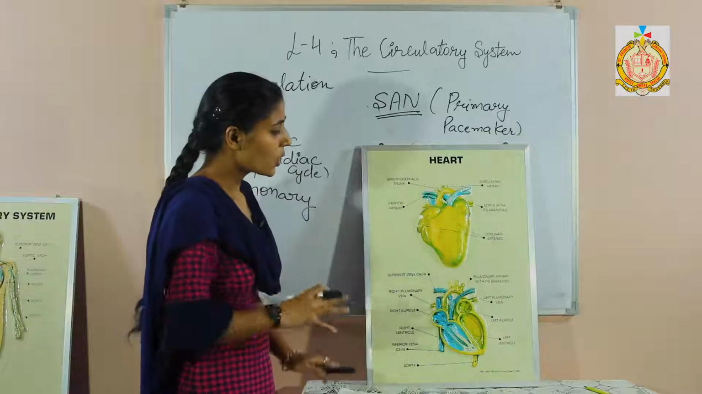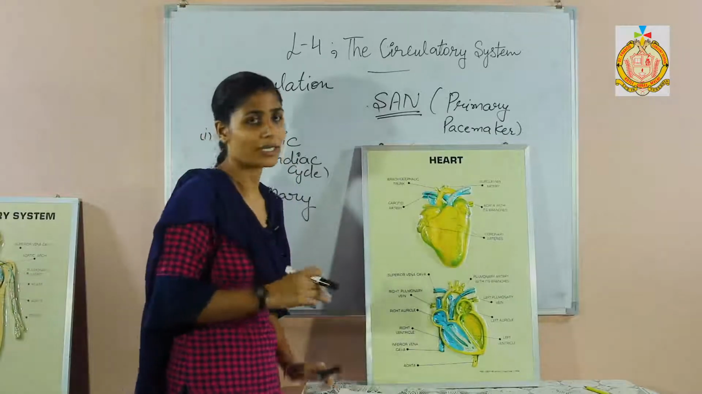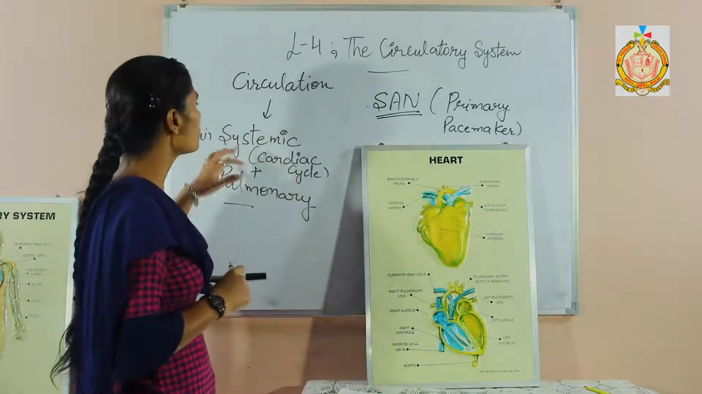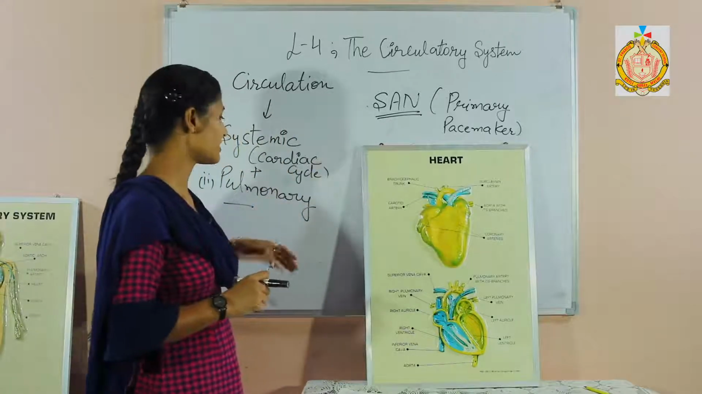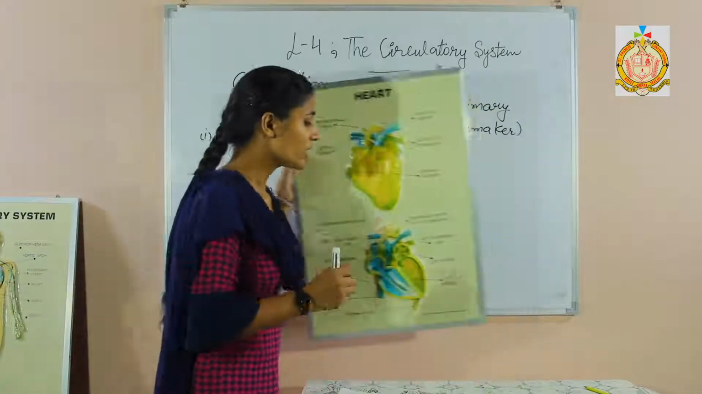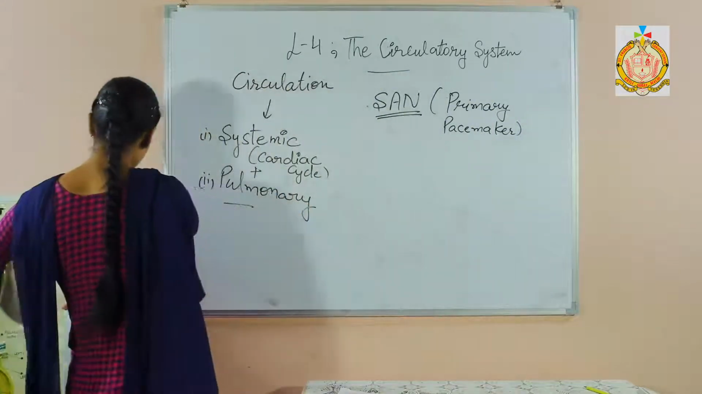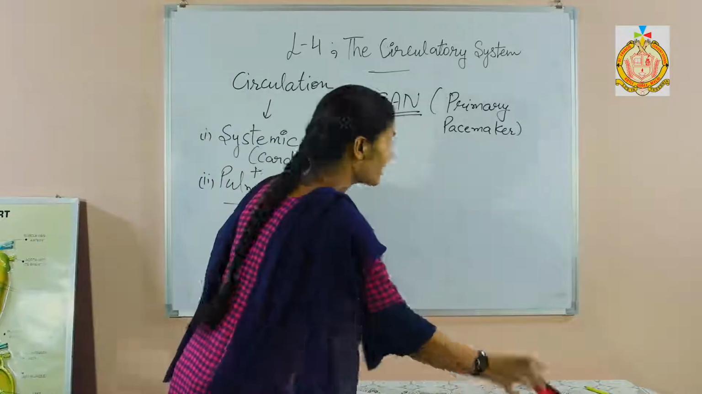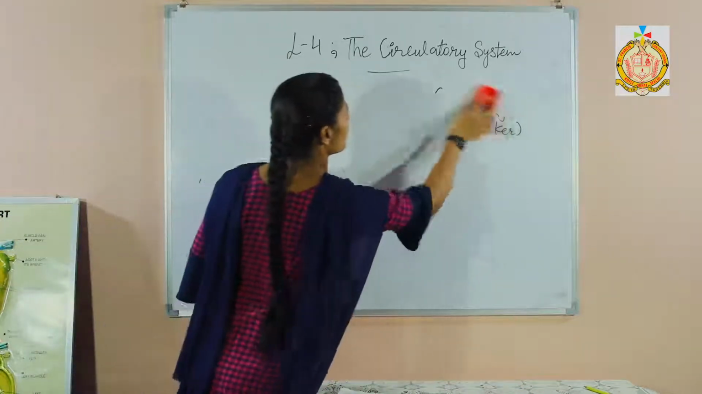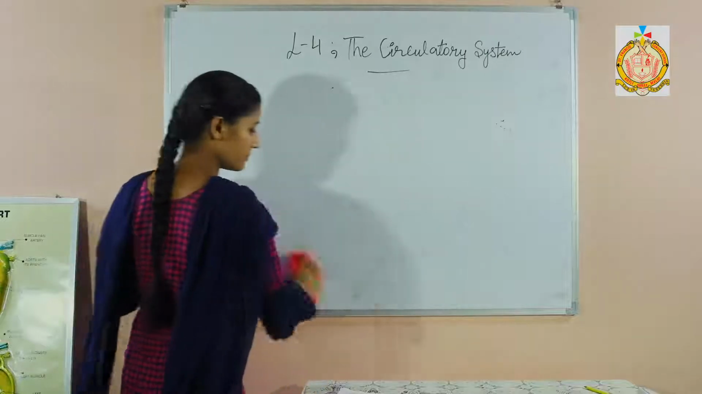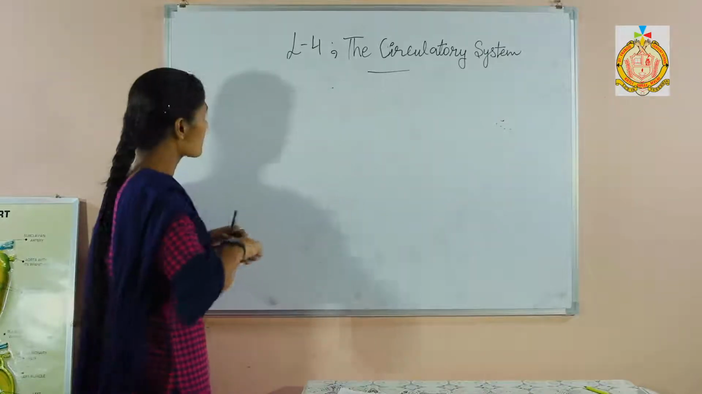So this was the whole circulation of the heart. And as I told you, there are two types of circulation in the heart. First is known as systemic, and the second one is pulmonary. Now, what do you mean by systemic and what do you mean by pulmonary? Systemic or cardiac circulation, I will make one flow chart and will show you.